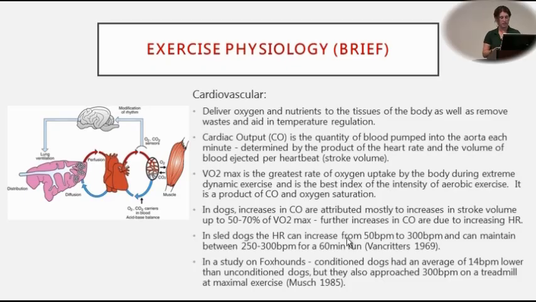In sled dogs, there are several studies on exercise physiology. This one showed that the heart rate can increase from 50 beats per minute to 300 beats per minute and can be maintained between 250 and 300 beats per minute for a 60-minute run. In foxhounds, they found that conditioned dogs had an average of 14 beats per minute lower heart rate than unconditioned dogs, but they also approached 300 beats per minute on a treadmill at maximal exercise.